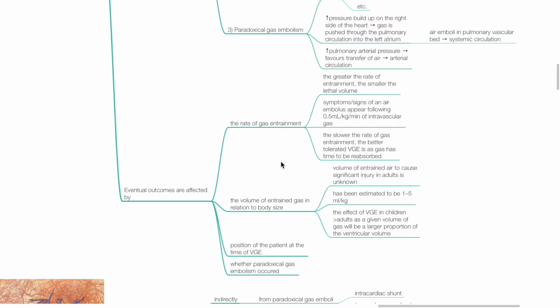The slower the rate of gas entrainment, the better tolerated venous gas embolism is, as gas has time to be reabsorbed. The volume of entrained gas to cause significant injury in adults is unknown and has been estimated to be 1 to 5 ml per kg. The effect of VGE in children is greater than in adults, as a given volume of gas will be a larger proportion of the ventricular volume.